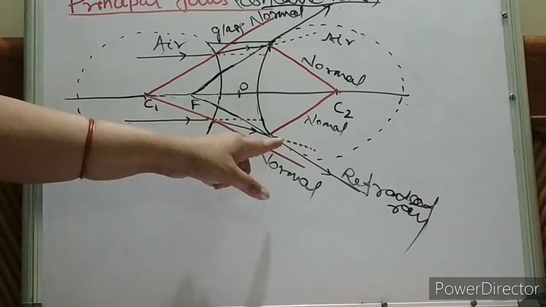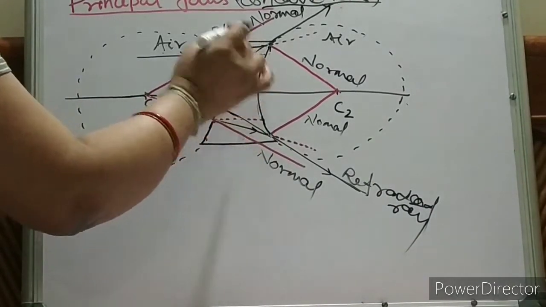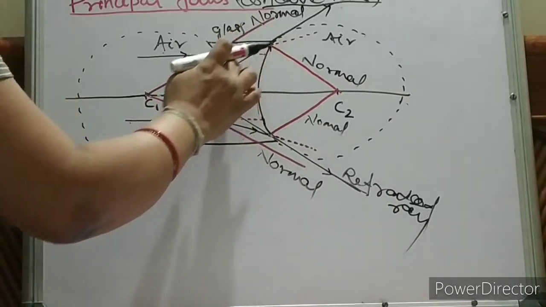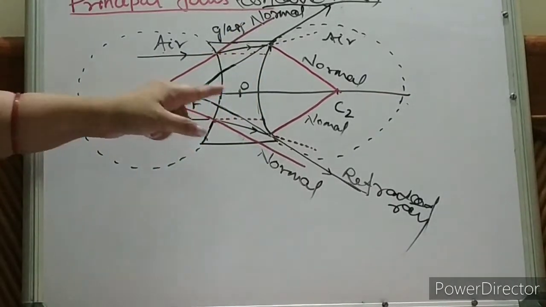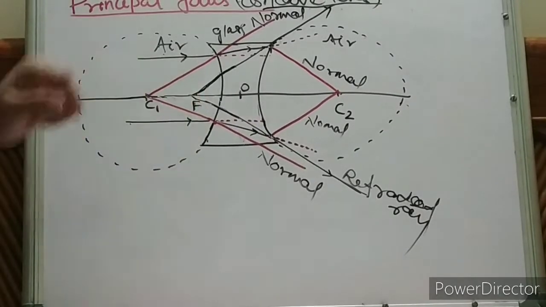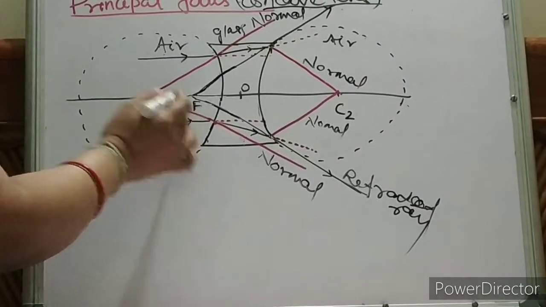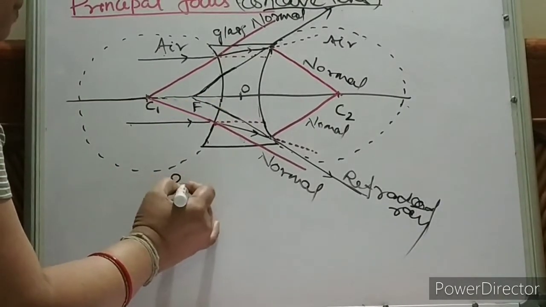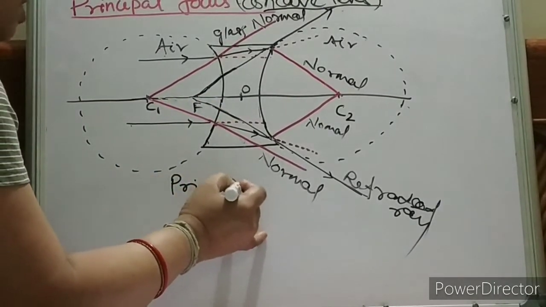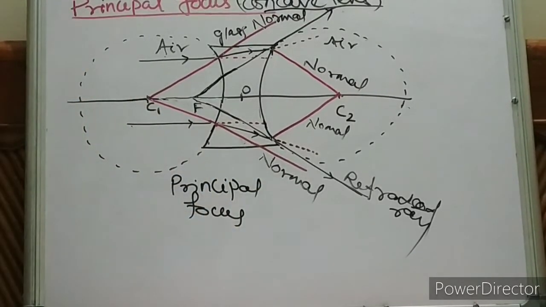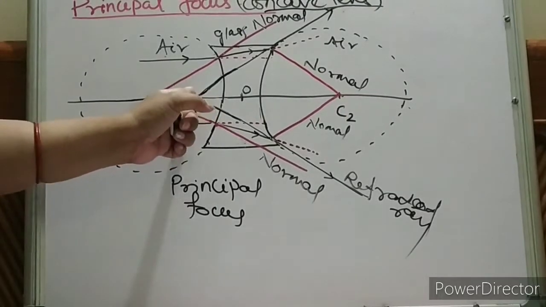Then just join this refracted or divergent ray back like this. When you produce it back like this, it will meet at this point on the principal axis, and this point is your focus. This is your principal focus. Clear, children? Is it clear? How to get the focus?